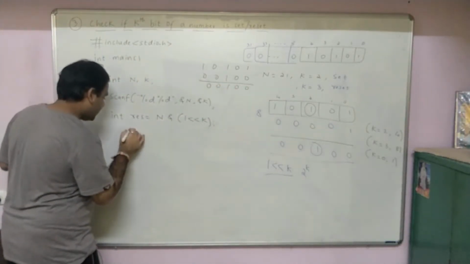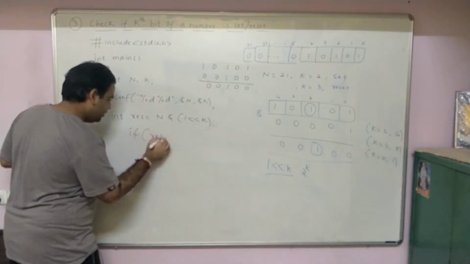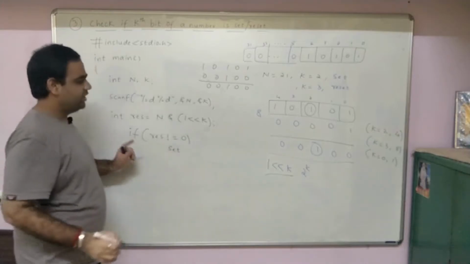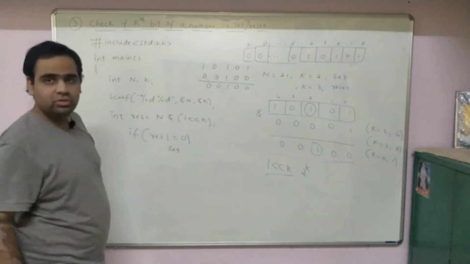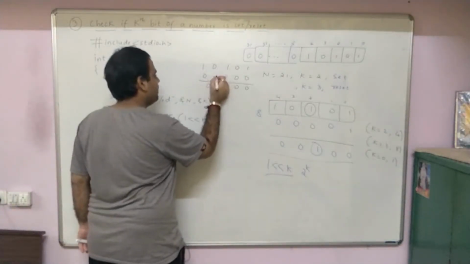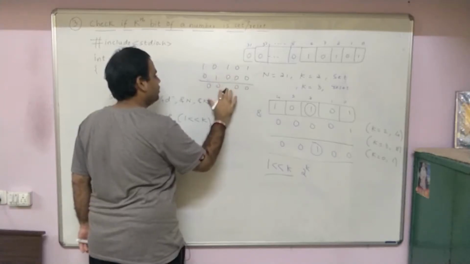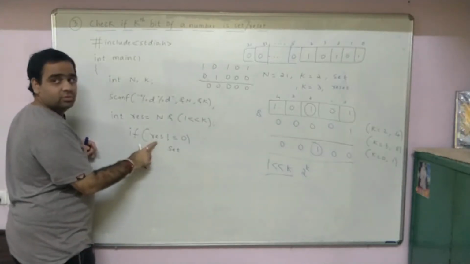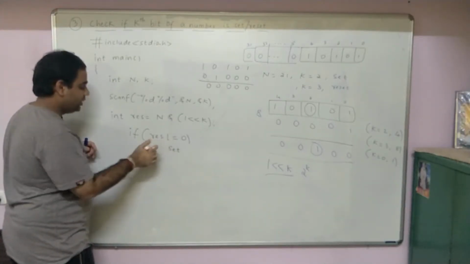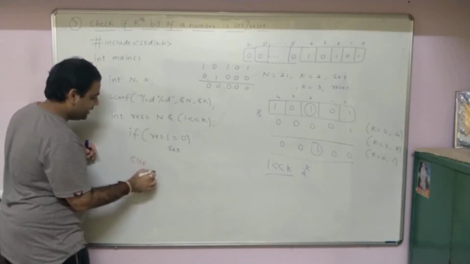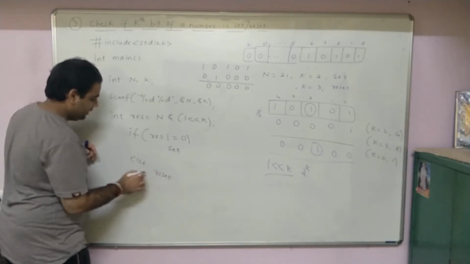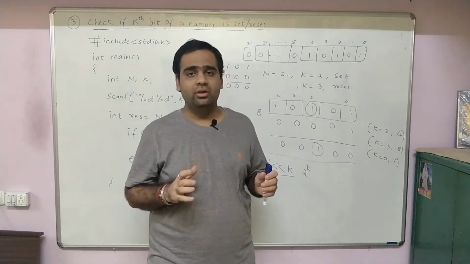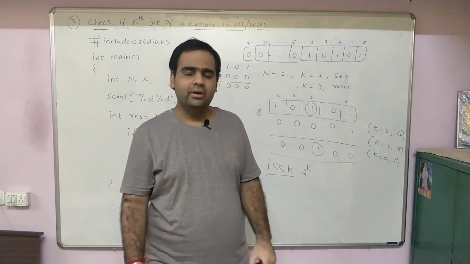Now you need to check if result is not equal to 0, then you say printf, the bit is set. Now if I say k equal to 3, it becomes 1000. Now all will be 0, 0, 0, 0. Is result non-zero? No, because 0 not equal to 0 is false. Then we say the bit is reset. This is how we find if the bit is set or reset using the bitwise operators.